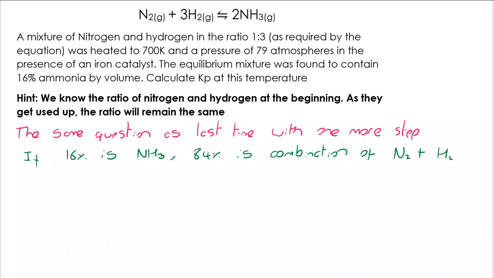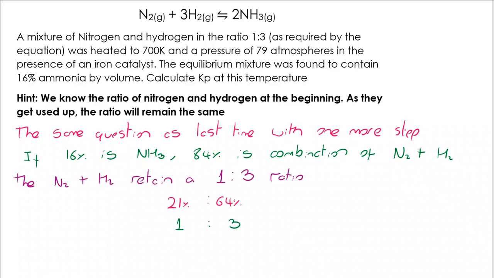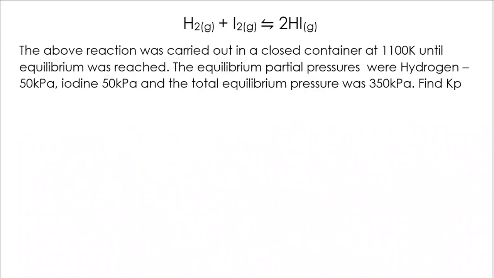We also know that N2 and H2 were added in a 1:3 ratio, and they are used in a 1:3 ratio. So whatever is left will be in a 1:3 ratio. So what we really want to do is find out what a quarter of 84 is. That's 21. Just spotted an error here. That should be 63% for 3 times 21. The 21 to 63 gives you your 1:3 ratio. At that point, you can proceed with the question exactly as you did before. You've got your mole fractions. Next question for you to try.